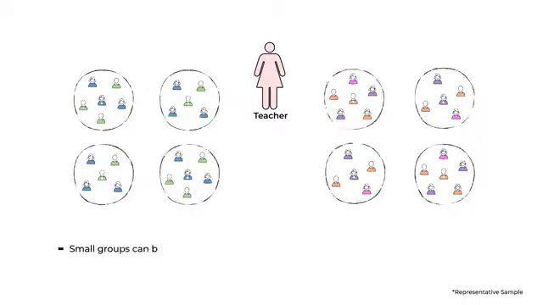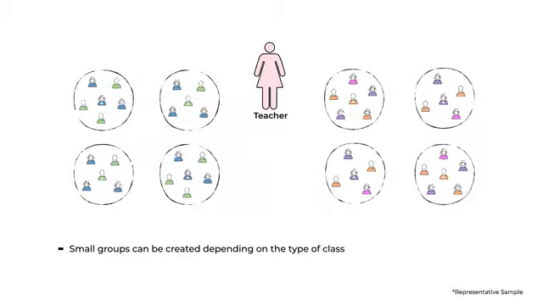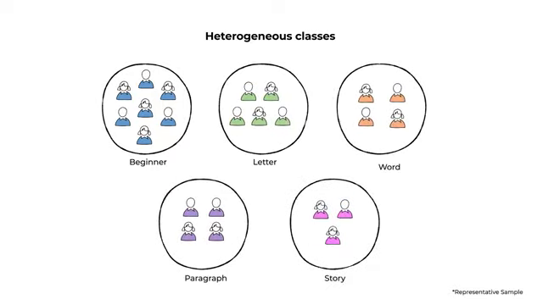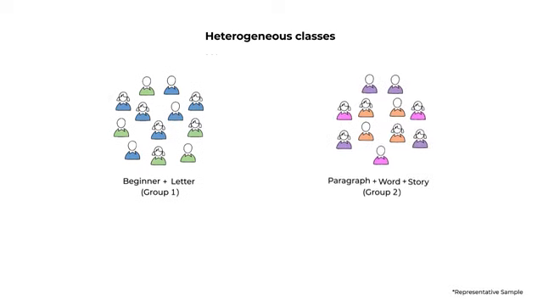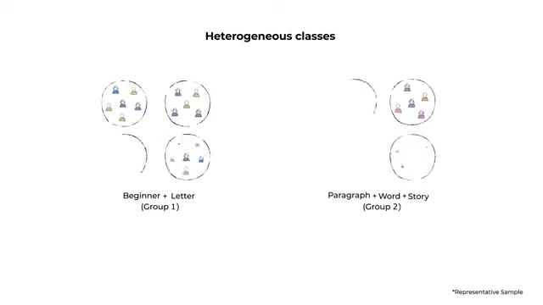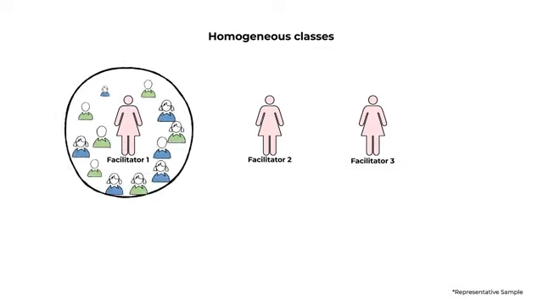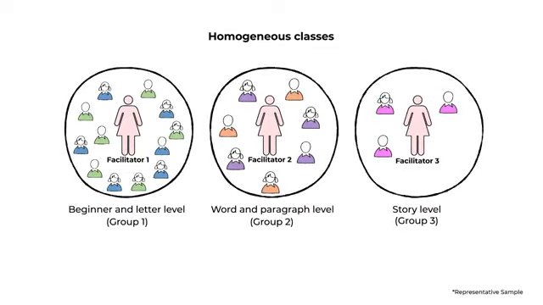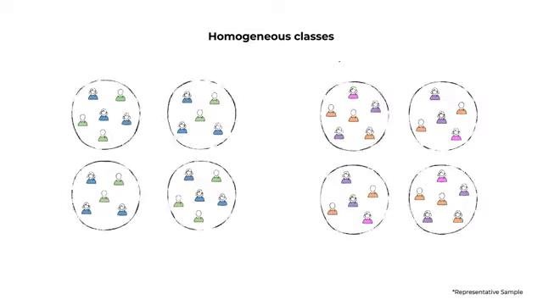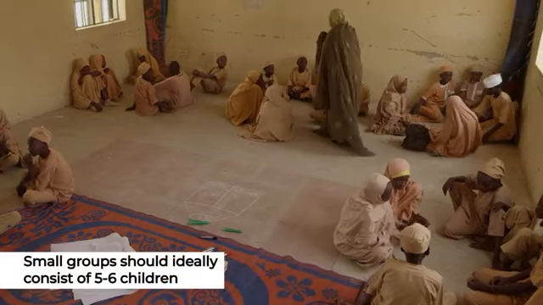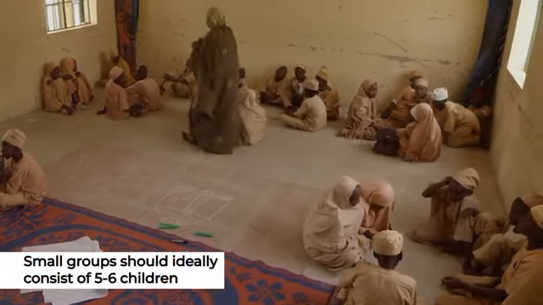The facilitator can create these small groups depending on the type of the class. Heterogeneous classes have children with different learning levels. While conducting small group activities, these children are first clubbed together by certain levels and then further divided into small groups. Alternatively, homogeneous classes only consist of children who are at specific learning levels. These children are subsequently divided into small groups during TaRL activities. Ideally, in both heterogeneous and homogeneous classes, each small group should consist of 5 to 6 children.